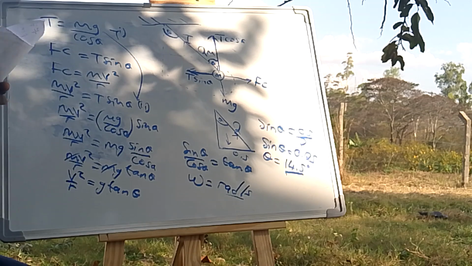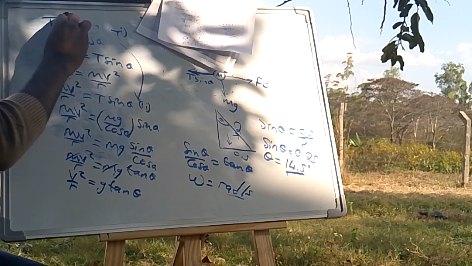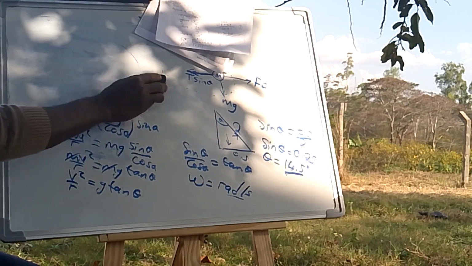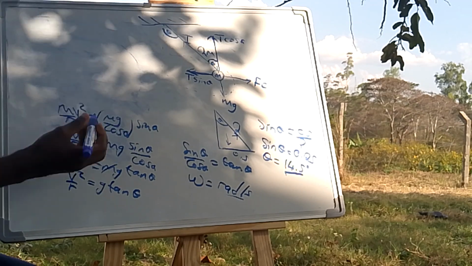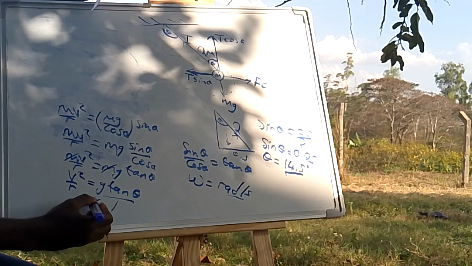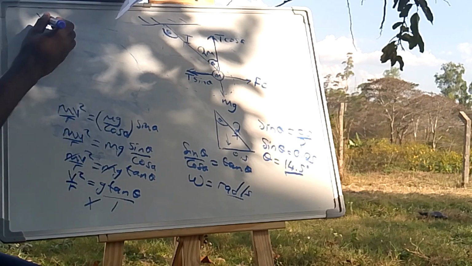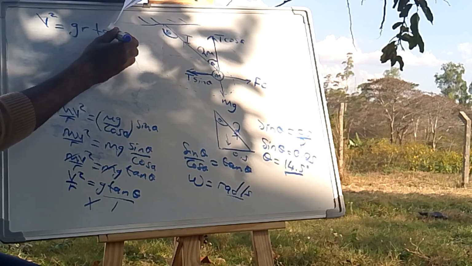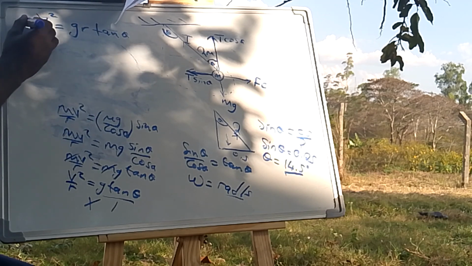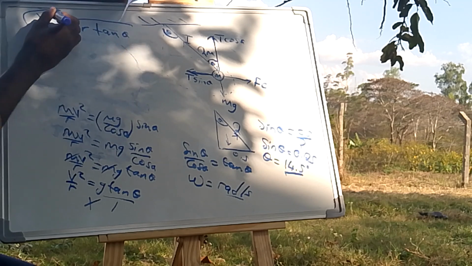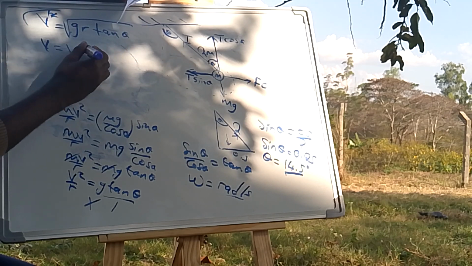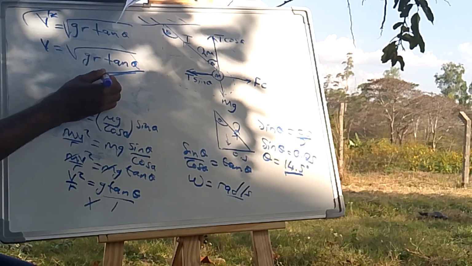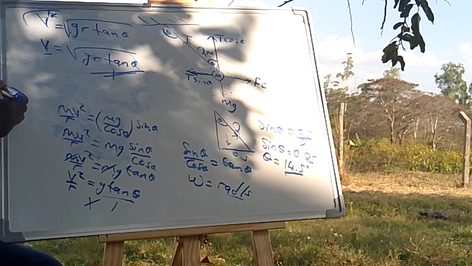Let's make V square subject of the formula. Here we are going to cross multiply, so we remain with V square equals gR tan theta. Then you can square root both sides. So we have V equals the square root of gR tan theta. So this is the formula that we are going to use to find the speed.